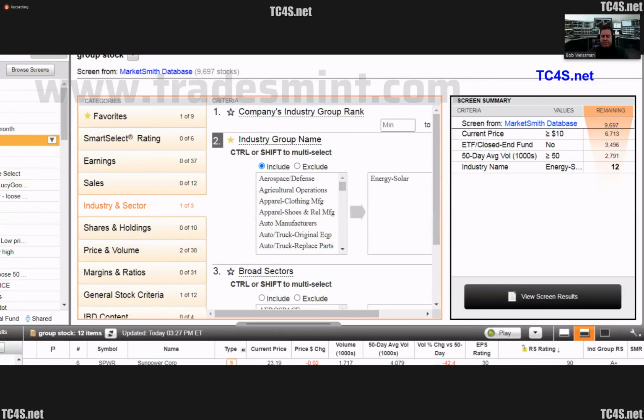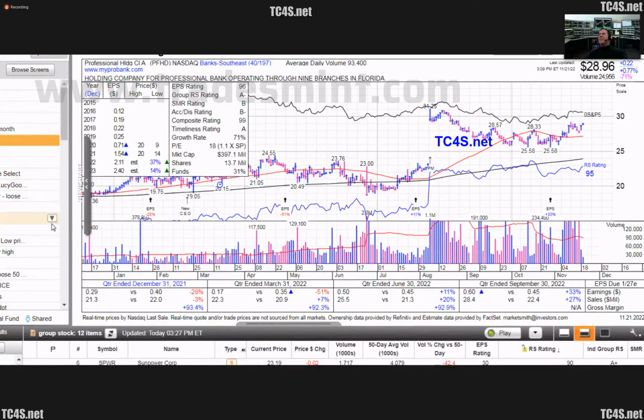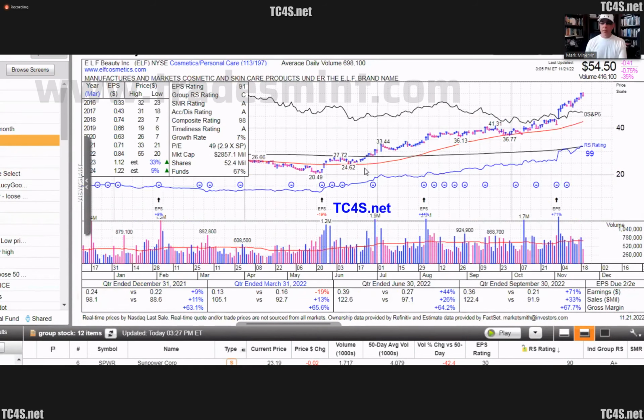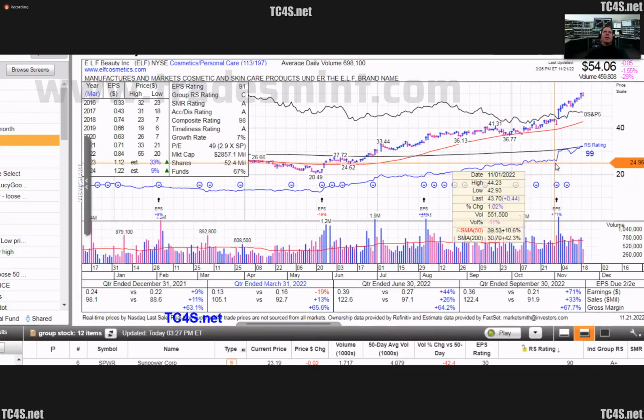I'm not sure if this question is going to make sense, but the question's on ELF. Elf, yep. That's the beauty company, cosmetics. Edward bought it on November 1st, got stopped out of it on November 2nd. Then it took off. Using this as an example, how would you have progressively exposed after it broke out?